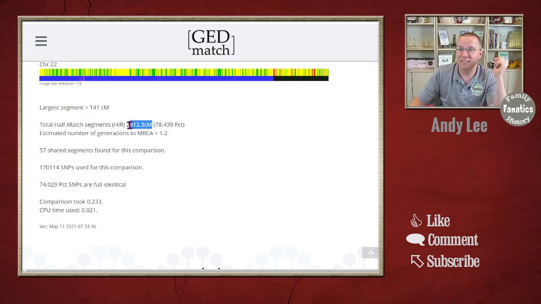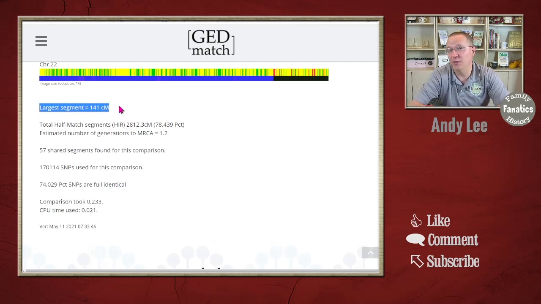In this case, you can see 2,800, which is right in line with what we would expect full siblings to have. Down here, we have some other information. We know that the largest segment is 141 centimorgans.